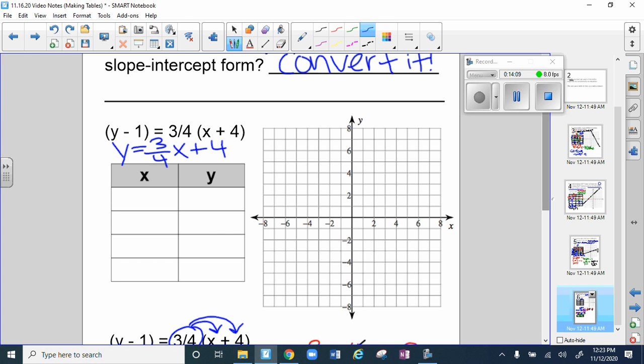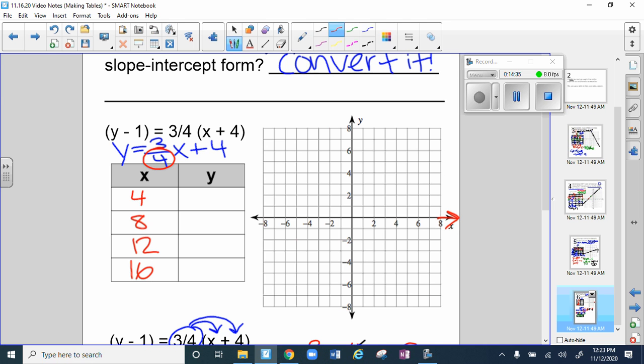And since I have a fraction, I want my x values to be multiples of 4. Whatever the number in the denominator is, I want multiples of that number to make it easier for me when I'm graphing. So I'm just going to choose 4, 8, 12, and 16. But 12 and 16 aren't on my graph that I have. 12 and 16 are way over there.